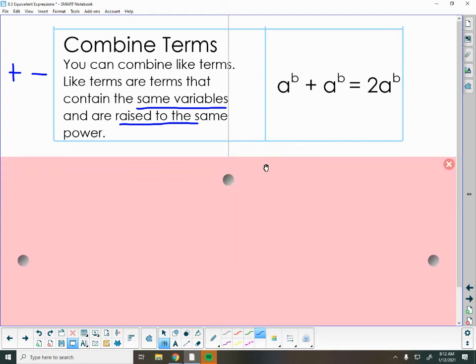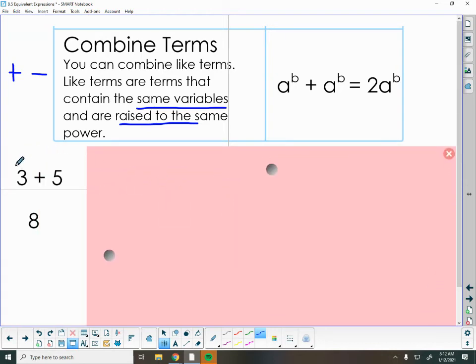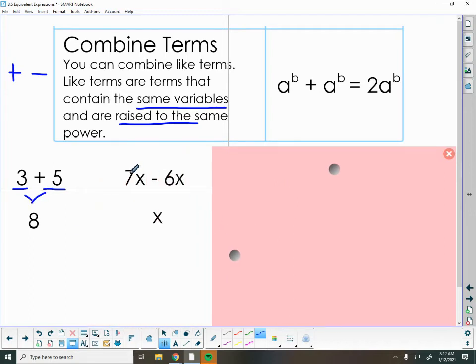Let's take a look here at these. So 3 and 5, they're both numbers. They're added together. I can easily just combine those. So here I have 7 x's and I'm subtracting 6 x's. They have the same variables. Neither of them are raised to a power. They're just to the first power. So 7 x's take away 6 x's just equals an x. You can put that 1 coefficient, but you don't need it. We just know there's 1 here.